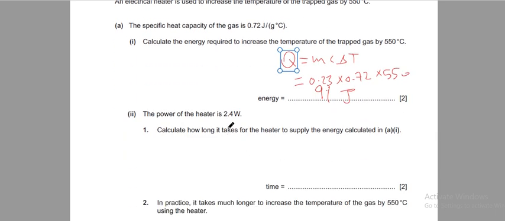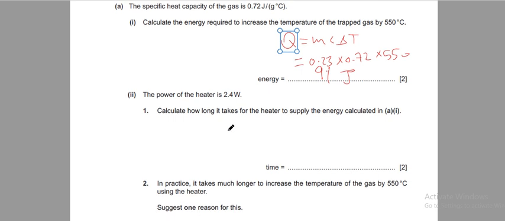And the power of the heater is 2.4 watt. Calculate how long it takes for the heater to supply this energy. P equals Q over t, or E over t. So t equals Q, which is 91, over P, which is 2.4. The answer would be 38 seconds.